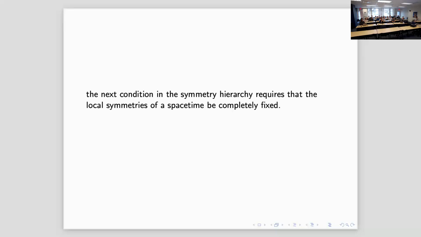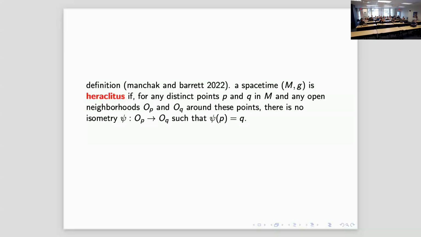So the next condition in the symmetry hierarchy requires that local symmetries of a spacetime be completely fixed. So giraffe spacetimes, these are spacetimes which have completely fixed global symmetries. Now we're working with local symmetries, and we're saying, well, is it possible to fix those as well? And Thomas and I thought a lot about this question.